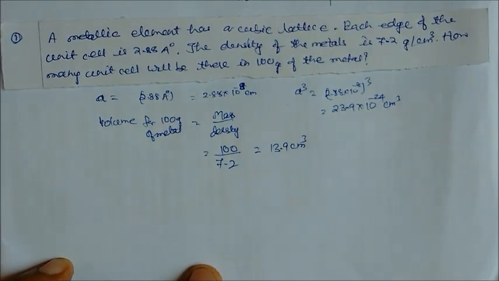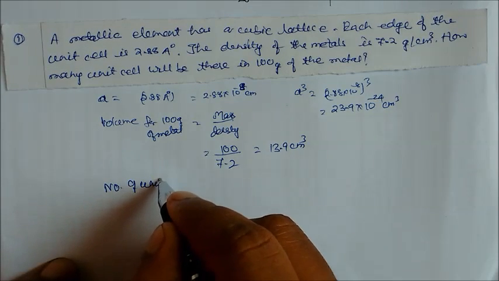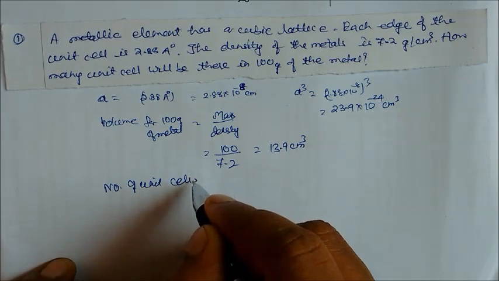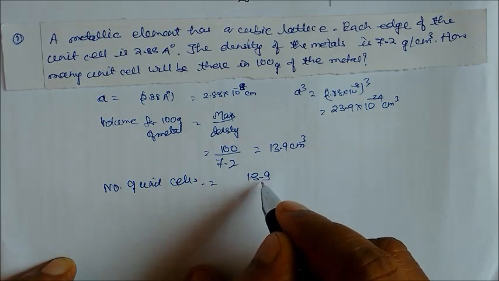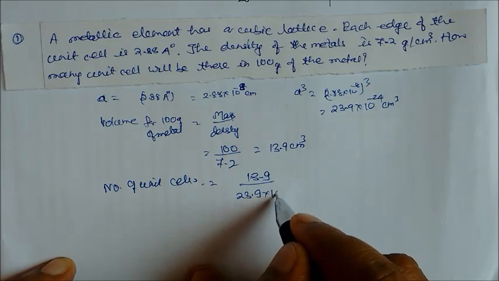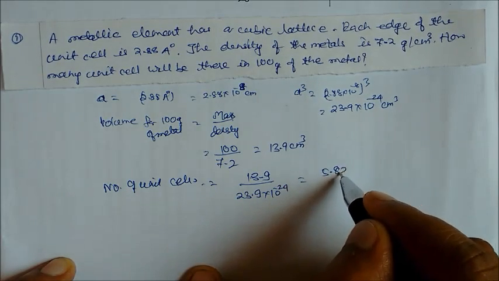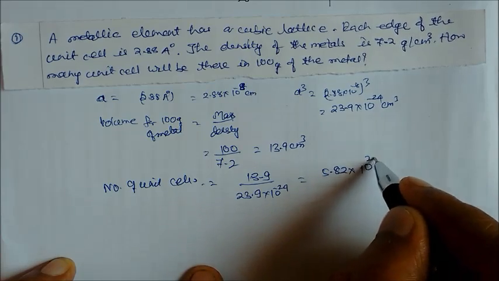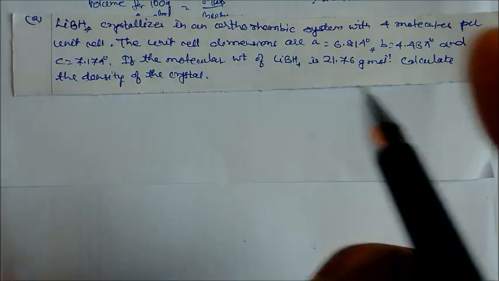Again, the number of unit cells will be 13.9 divided by 23.9 into 10 to the power minus 24. The answer will come about 5.82 into 10 to the power 23. So this is basically our answer.